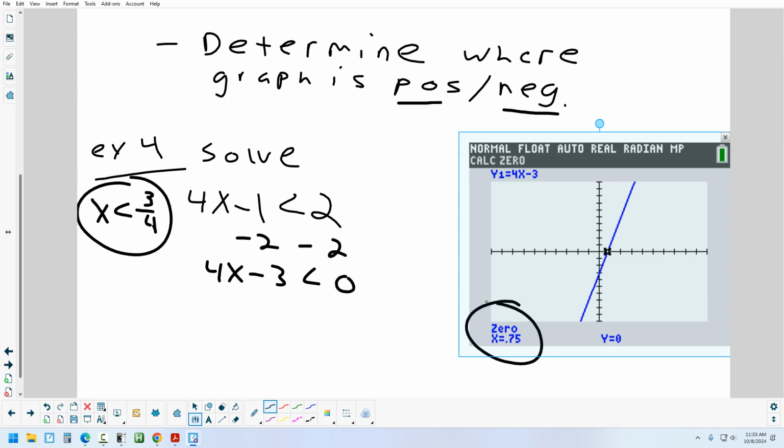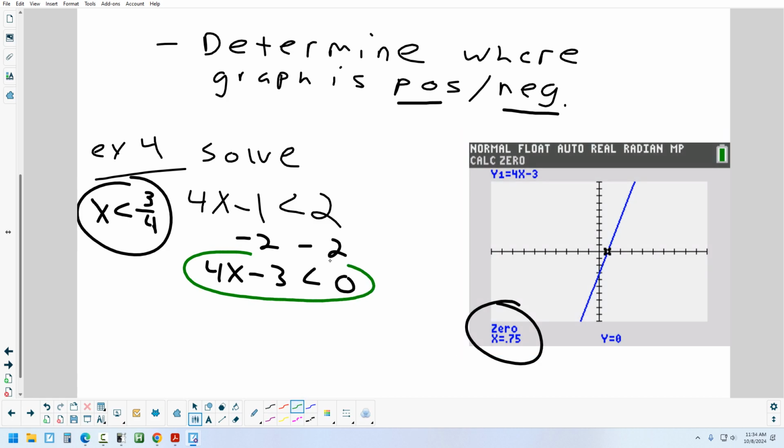Now, the answer is either everything less than 0.75 or more than 0.75. The original problem, look at what it says. Does it want to know where what I graphed in blue is above 0 or below 0? Below 0. Or is it less than 0? This is the part of the line in green that is less than 0.